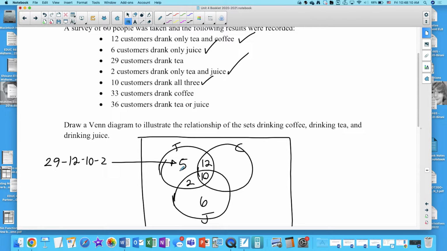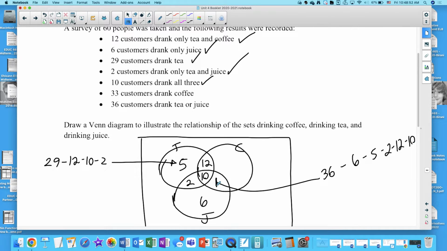Anything else? Could we? So the coffee is, we use this one up, right? Coffee altogether is 33, but we don't know how that breaks up between these 2 regions. Yes? 36 customers drink tea or juice. Yeah, so tea or juice is these 2, which is in 6 regions, but we know 5 out of 6, right? So this part over here is going to be 36 minus 5 minus 2 minus 12 minus 10. And I believe that works out to be 1.